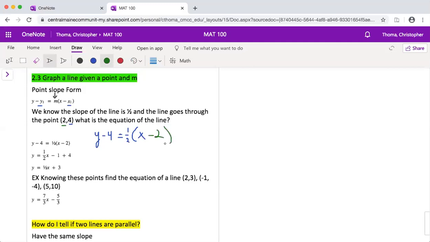Now, a lot of people want to keep going. If the problem asks for it to be in a certain form, then yes, keep going. But if it just asks for the equation of a line, that is the equation of a line. If it asks for it in slope-intercept form, if it wants the answer as y equals mx plus b, well, you do that by solving for y.